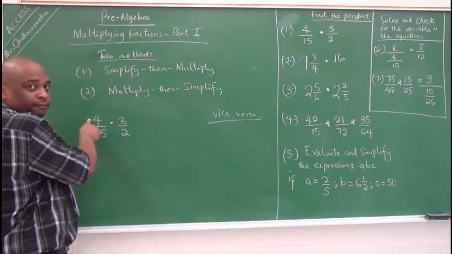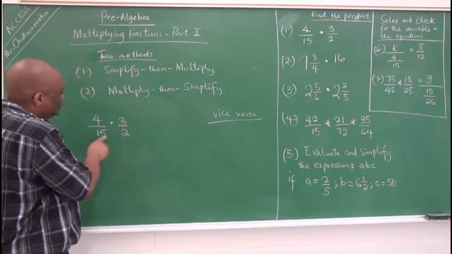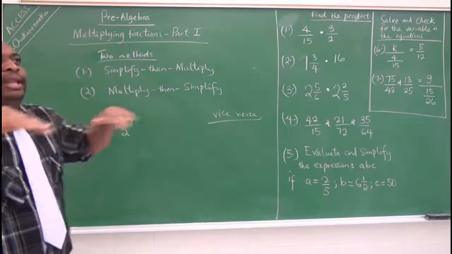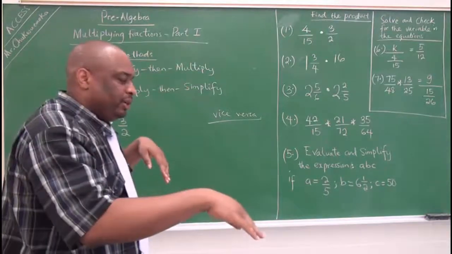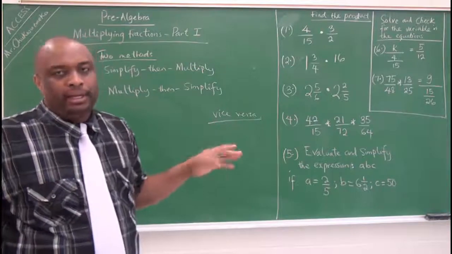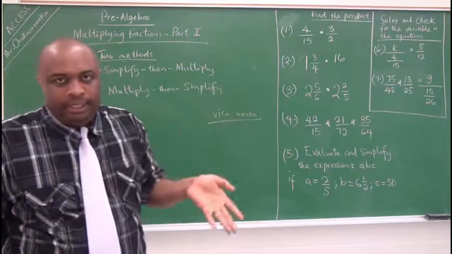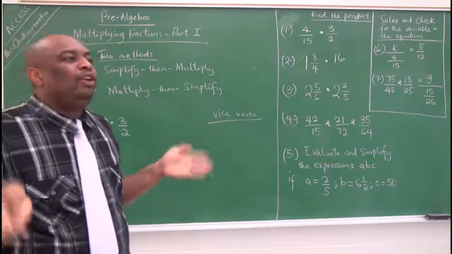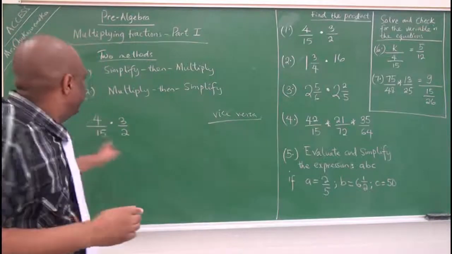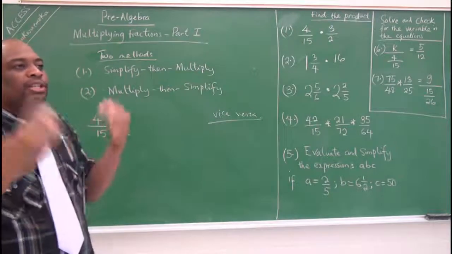If we look at this now, we will see that 2 is a factor of 2, and also 2 is a factor of 4. We also see that 3 is a factor of 3, and also 3 is a factor of 15. So we are looking at what can divide the numerator as well as the denominator without a remainder. It could be the first or the second fraction.